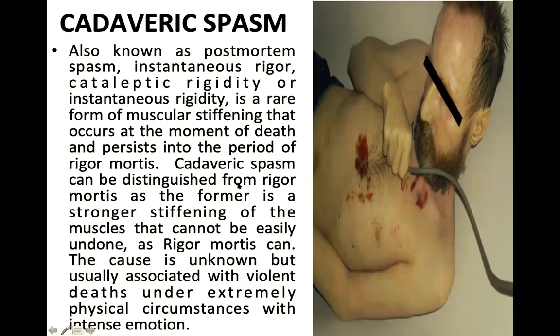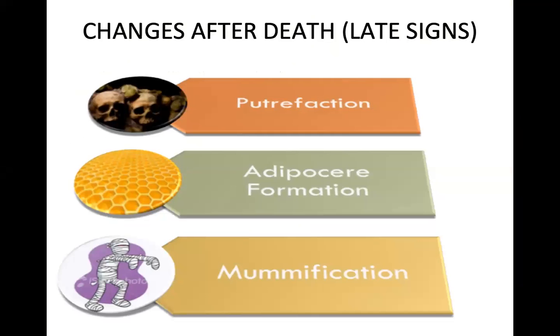Cadaveric spasm can be distinguished from rigor mortis as the former is a stronger stiffening of the muscles that cannot be easily undone, as rigor mortis can. The cause is unknown but usually associated with violent death under extreme physical circumstances with intense emotion. Usually, class, cadaveric spasm happens sa mga patient na yung cause of death nila is traumatic. For example, pinatay. O may nahawakan sila and then they get a firm grip to it, hindi na nila mabitawan.